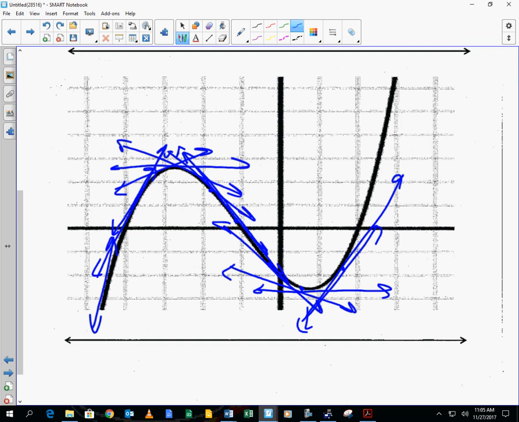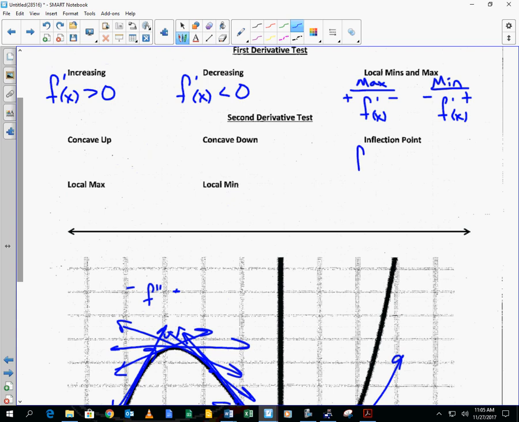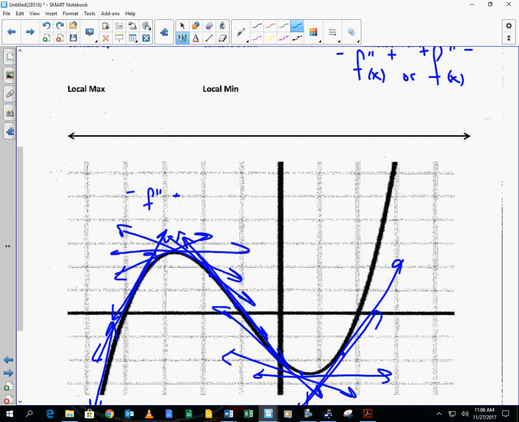We call that point, okay, the second derivative, f double prime, it changed from negative to positive. We call that the point of inflection, where f double prime of x changes from negative to positive, or f double prime of x changes from positive to negative. So when the second derivative changes sign, we call that the inflection point. And you guys said that happened. Well, tell me about where you feel like it happened.